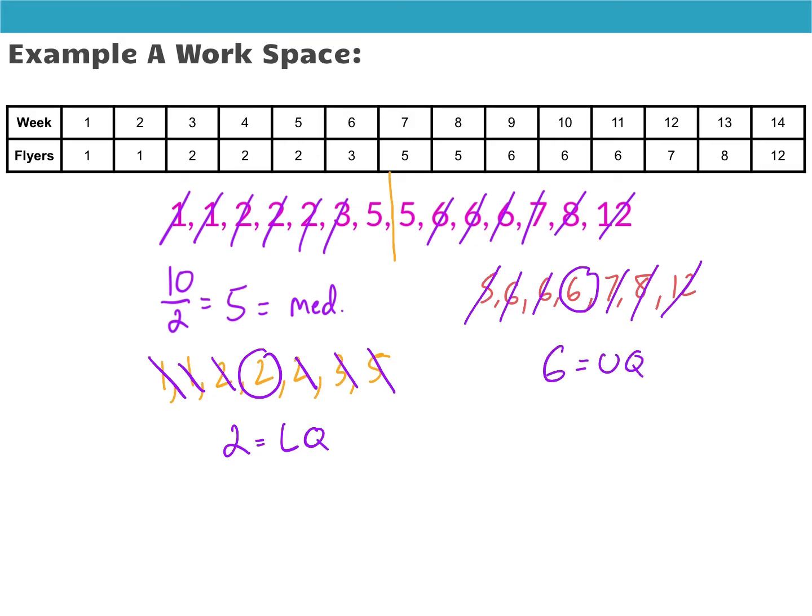So now that we've figured out that, we just need to know our 2 extremes, which are going to be the biggest number and the smallest number in our data set. So the biggest number in our data set is going to be 12, so that's going to be our upper extreme, and then our smallest number in our data set is 1, so that's going to be our lower extreme. So now that we have all this data, let's go ahead and make our box plot.